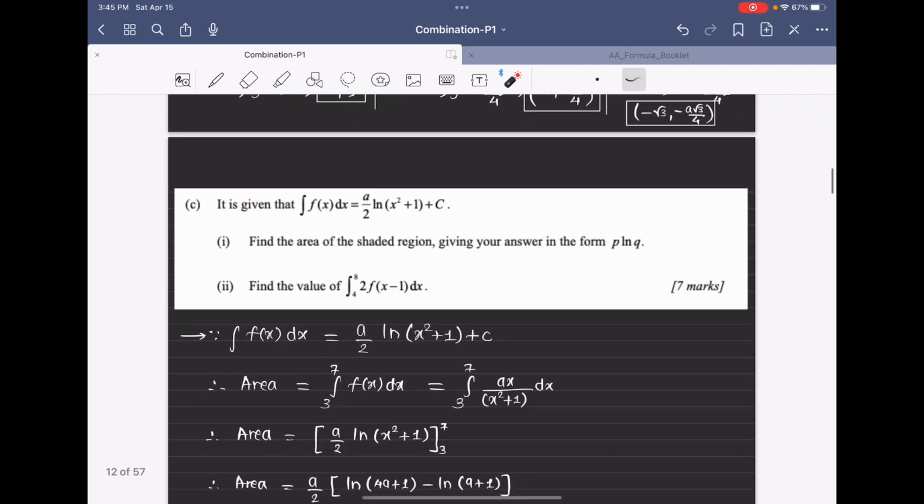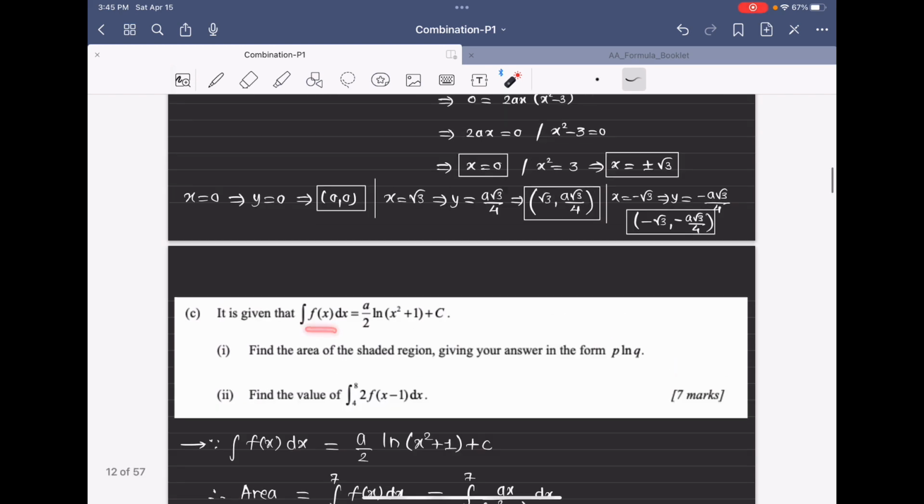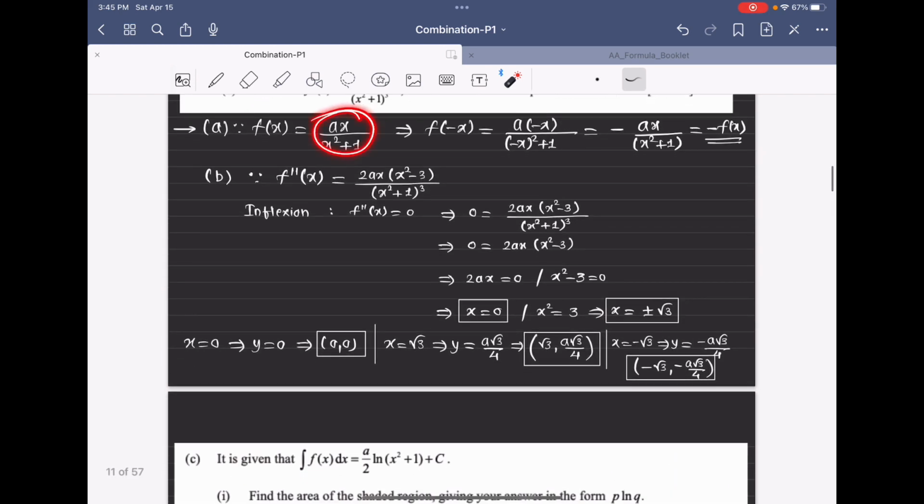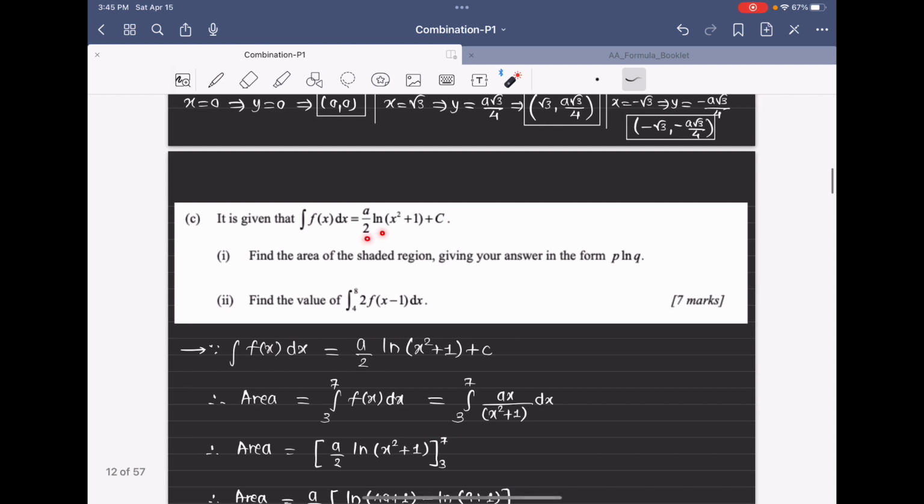It is given that the integration of f of x is a over 2 ln of x square plus 1 plus c. You don't need to find that. They have already given the integration of this term as a over 2 times ln of x square plus 1 plus c. Find the area of the shaded region, giving your answer in the form a p ln q.